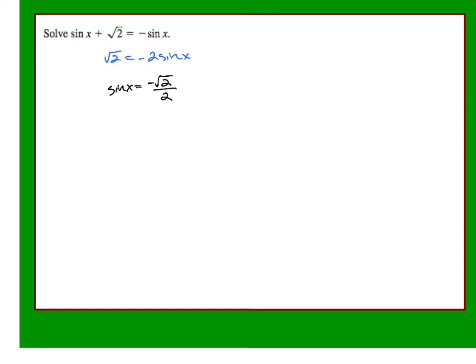And now we need to figure out, when does sine equal negative square root 2 over 2? Again, sine goes with who? X or y? Y. So what two quadrants is this going to happen in? The 3 and the 4. All right, so they're going to happen there. So when does that happen? X equals what? 5 pi over 4 and 7 pi over 4.